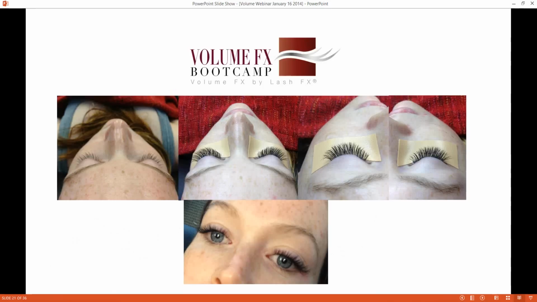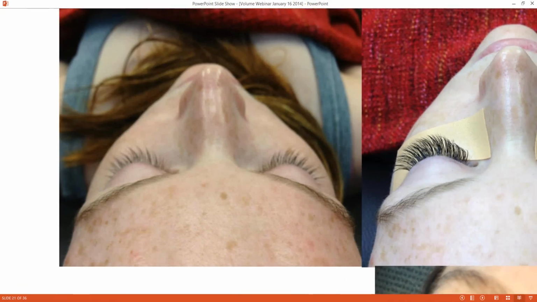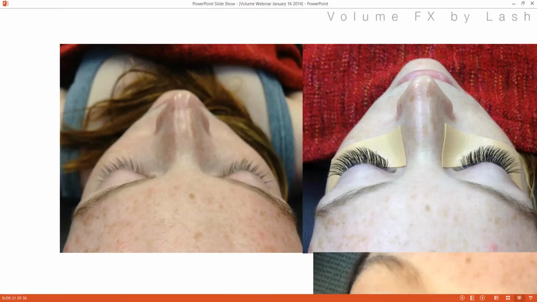While you may not think that my volume lash work is the same as yours or same as some that you have seen on advertisements for other people, this is what I call a wearable volume look. This is very soft. This is elegant. You can see this gal here. I'm going to zoom in on my pictures with my touch screen so you can see. She has very Celtic origin complexion.